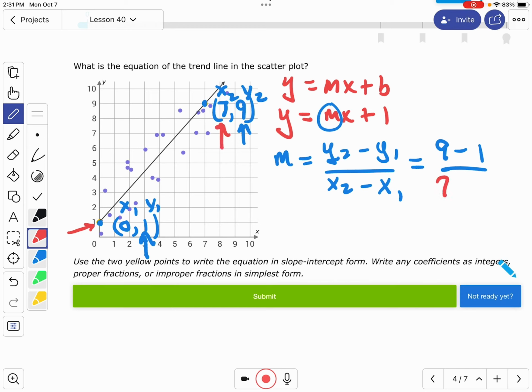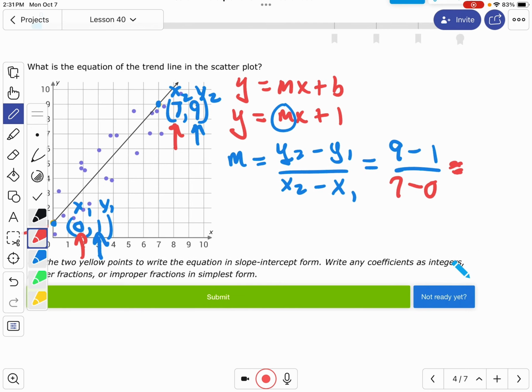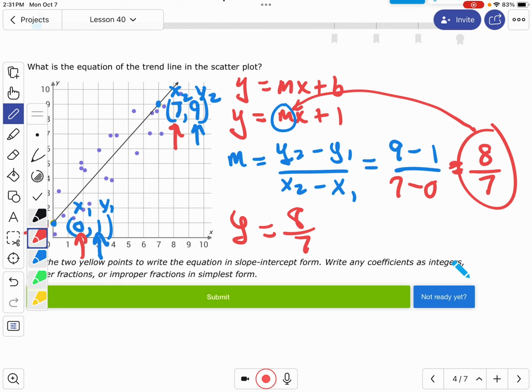7 minus 0, like that. So on the top I get 8, and on the bottom I get 7. So the slope is 8/7. So I'm going to put that number into the equation. It's going to be like this: y equals 8 over 7 x plus 1. That's the equation of the best fit line.